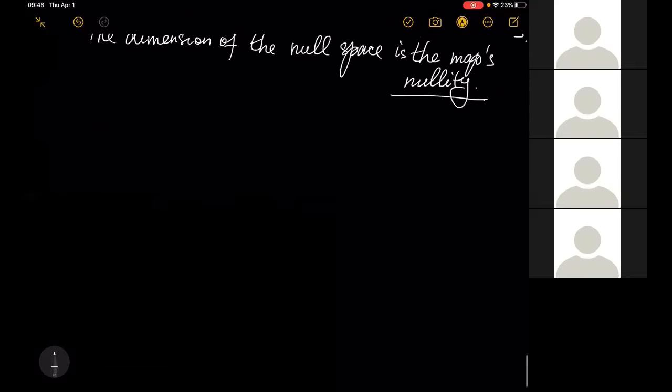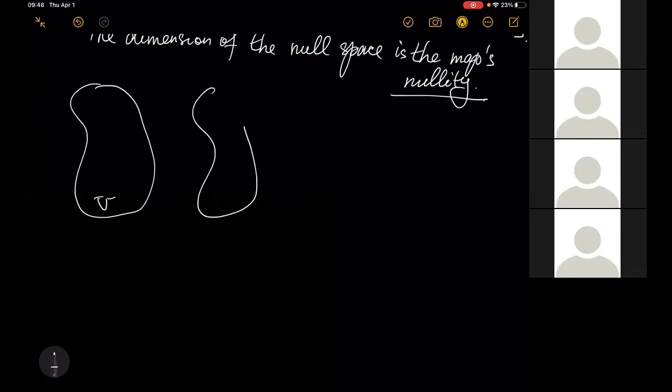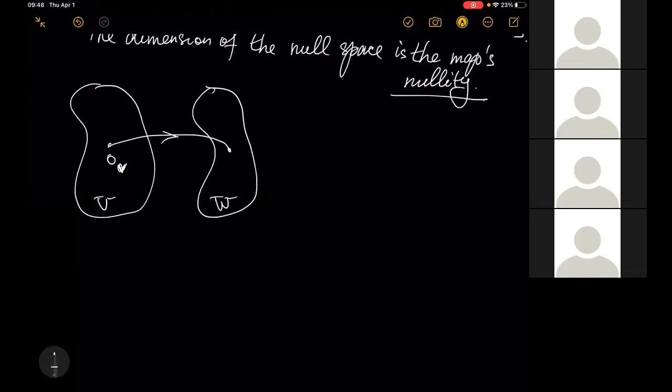Okay, in other words, if we have V and we have W, we know for sure that the zero vector of V is mapped to the zero vector of W. We have proven that. But also there could be some subspace, some set of elements which is mapped to this zero vector. So a simple example is the following.